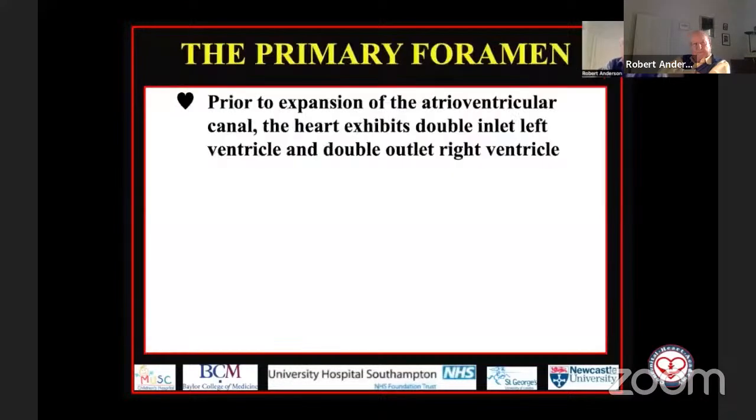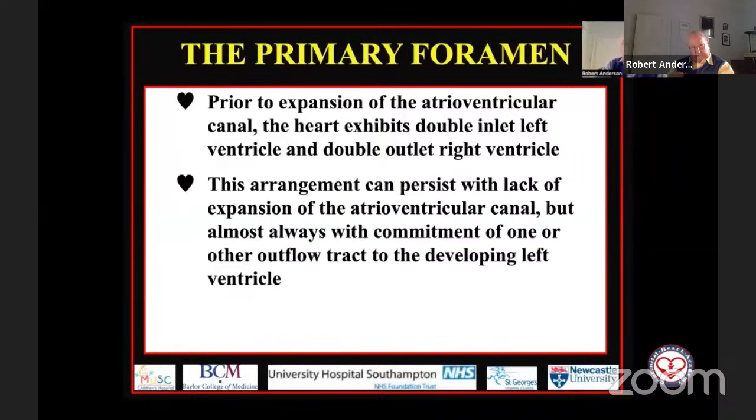And that is because prior to expansion of the atrioventricular canal, essentially we are dealing with double inlet left ventricle and double outlet developing right ventricle. So to appreciate the anatomy of deficient ventricular septation, we can start at this point because we can see hearts that represent lack of expansion of the atrioventricular canal.